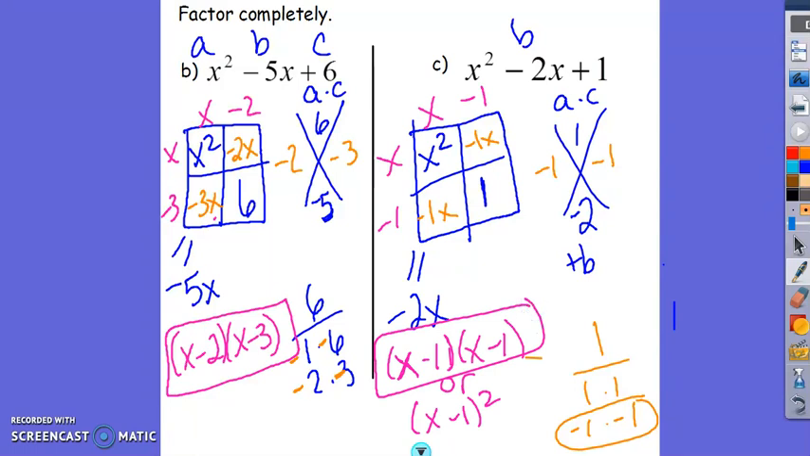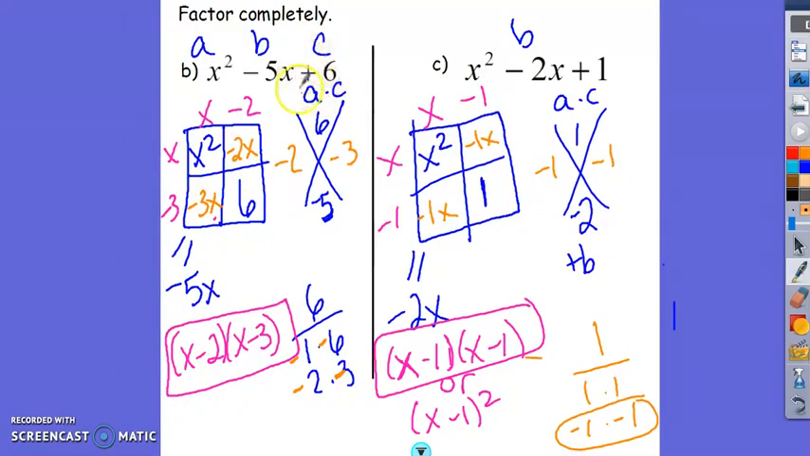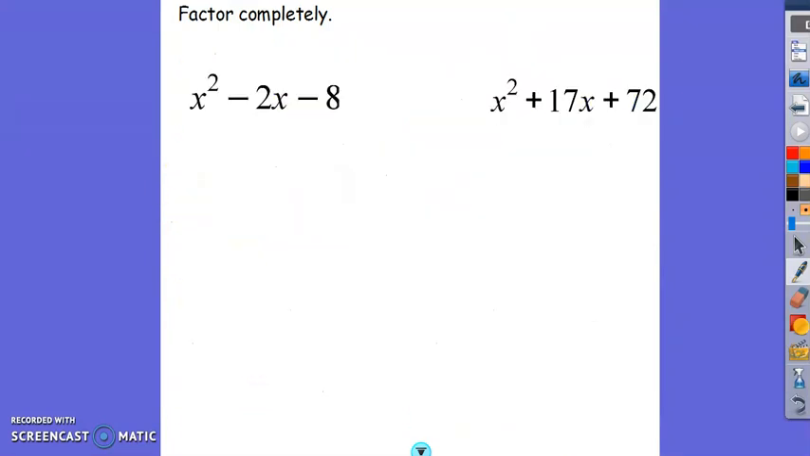So in all of these, our middle term was negative. And so when the middle term was negative here, one factor had to be positive and one had to be negative because the c was negative. Here the c is positive, so both your factors had to be negative to add up to a negative middle. If your middle term is positive and it adds up to positive, both your factors will be positive as well.